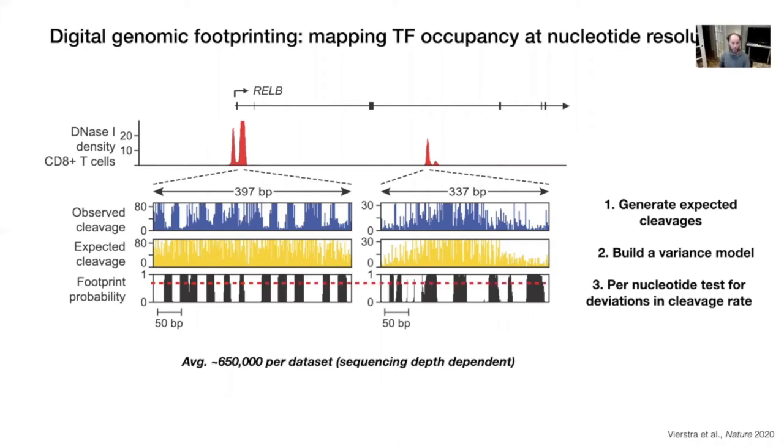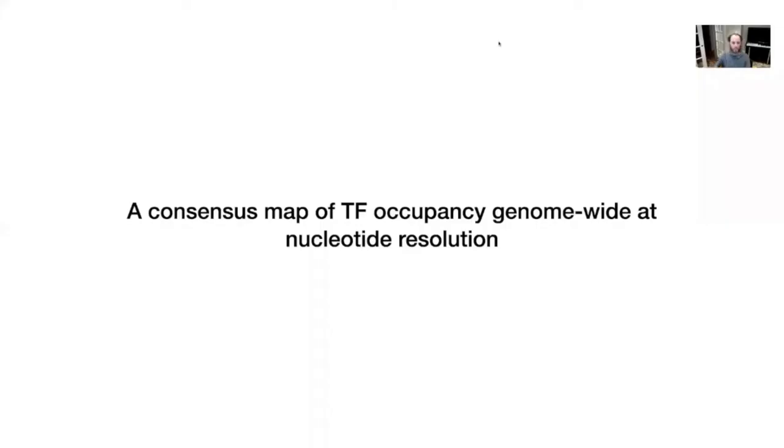Now, we performed de novo footprint discovery independently on all of the data sets in this particular study, which is about 243, and we detected on average about 650,000 footprints per data set. Now, it should be noted that the number of footprints that you can detect is very dependent on sequencing depth. So the deeper you sequence, the more footprints you're going to find. Now, this was great, but we wanted to see if we could do even better.